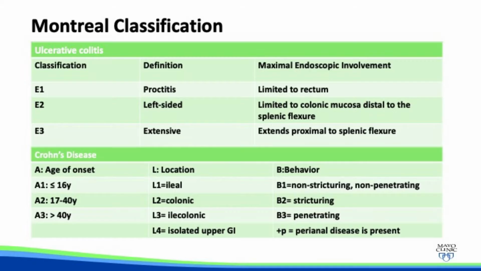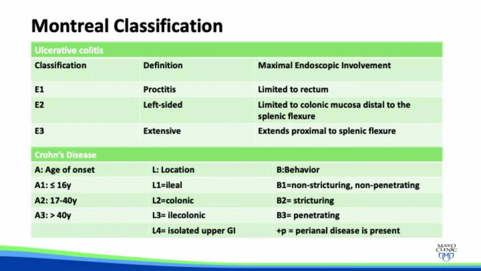Now, IBD phenotypes should be classified according to validated classification systems. And the Montreal Classification system describes disease extent in adults with both ulcerative colitis and Crohn's disease. And in this figure, the Montreal Classification is reviewed. There's E1, E2, and E3 for ulcerative colitis, whether patients have proctitis, left-sided ulcerative colitis, or extensive disease. And for Crohn's disease, we have several different parts of the Montreal Classification.